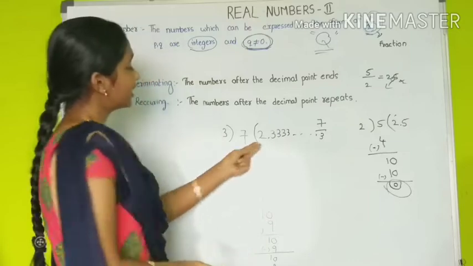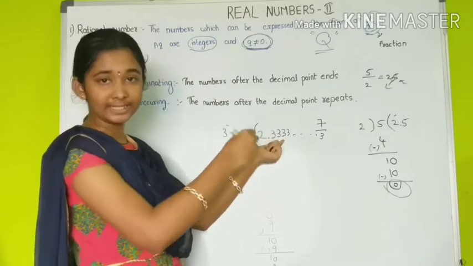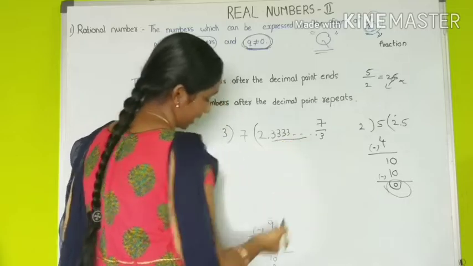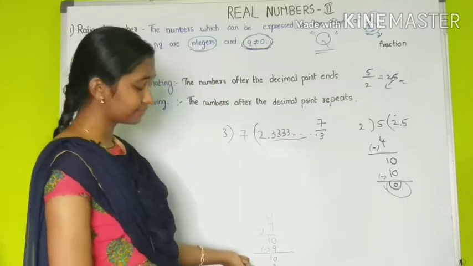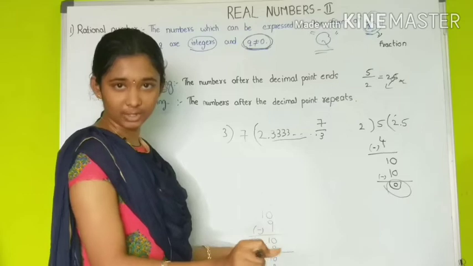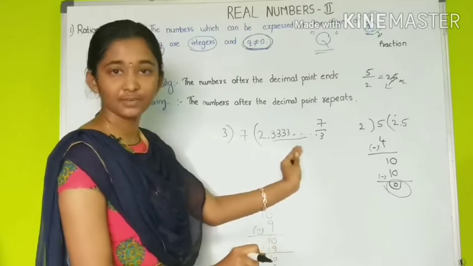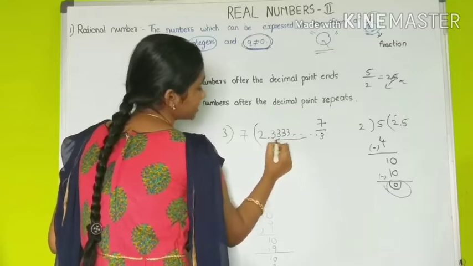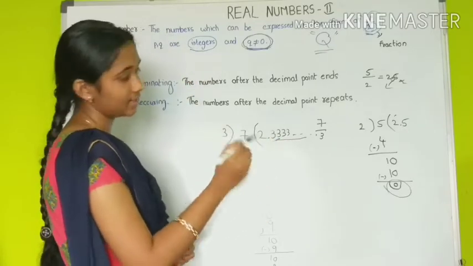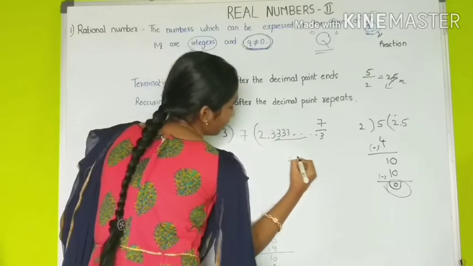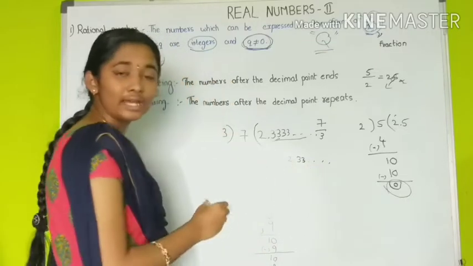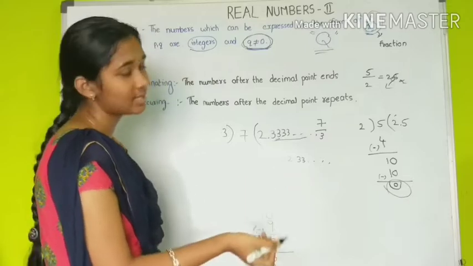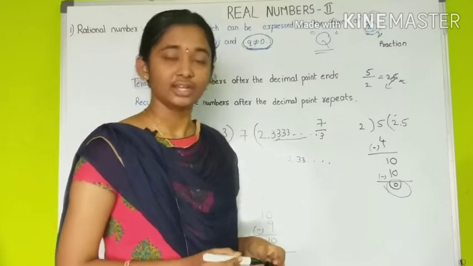In this way, the number after the decimal point is repeating again and again. The same number 3 is repeating. The division will never end, and the remainder will not become 0. The division continues again and again, and the number after the decimal point is the same 3 repeating, so the value is 2.333... These are called recurring decimals, as the numbers after the decimal point repeat again and again. These types of numbers are also rational numbers.